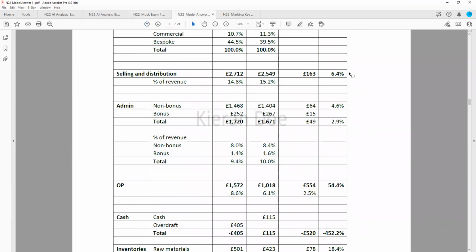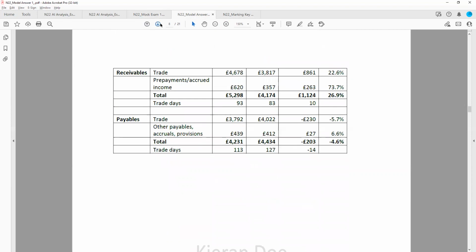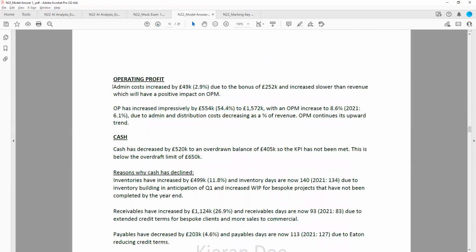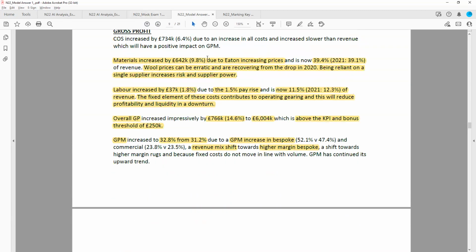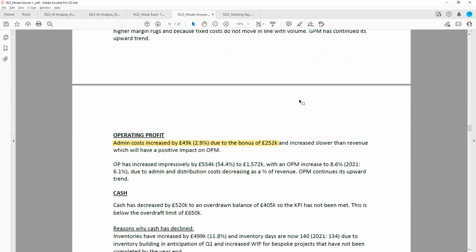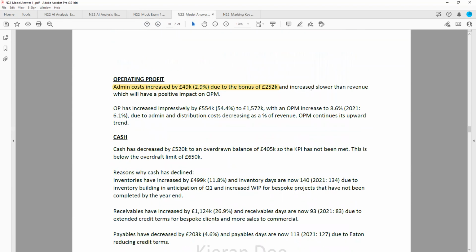So selling and distribution, that was quite a significant increase. And so was admin. But of course, we could strip out the impact of the bonus there as well. We'll look at it as a percentage of revenue, for some more detailed analysis. But again, admin costs are up. What's the reason? Due to the bonus, which we could pick up from the management accounts, and we saw that was going to be payable because of the increase in gross profit. And then a further insight point, slower than revenue growth, so that has a positive impact on the profit margin.